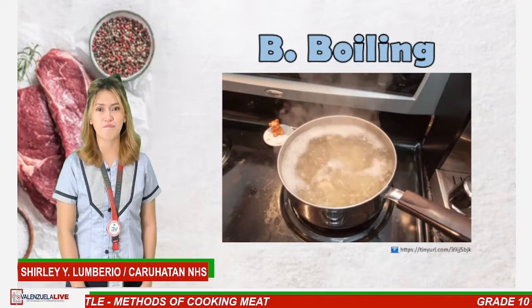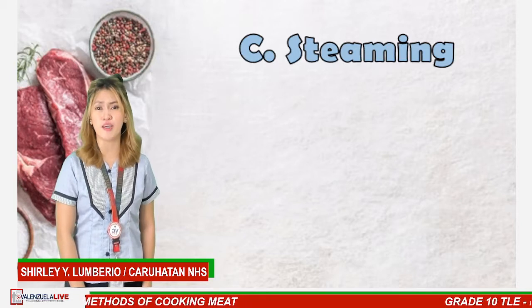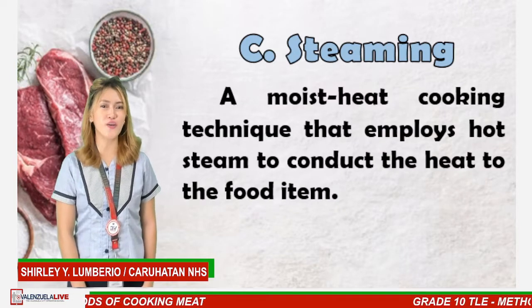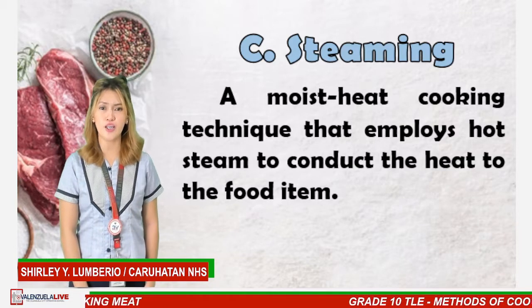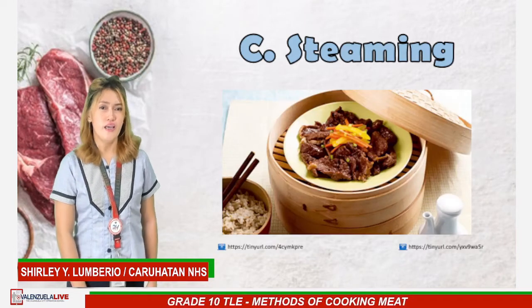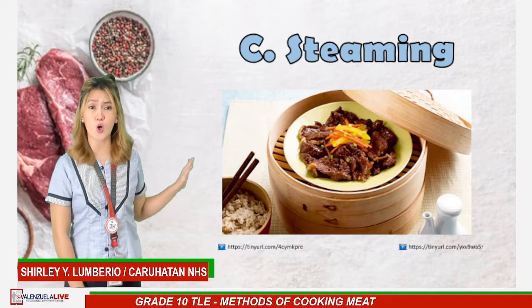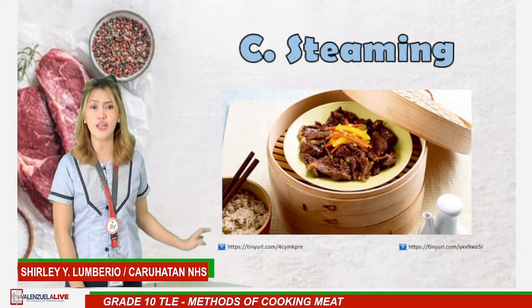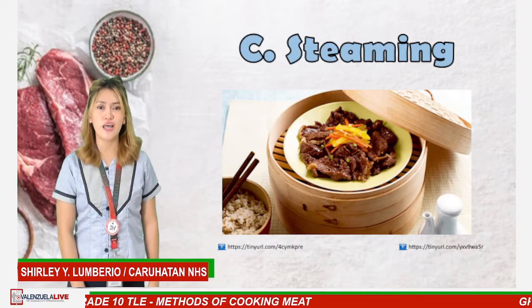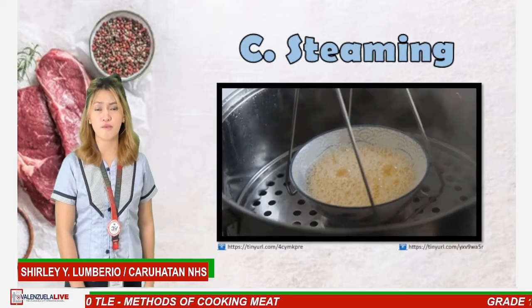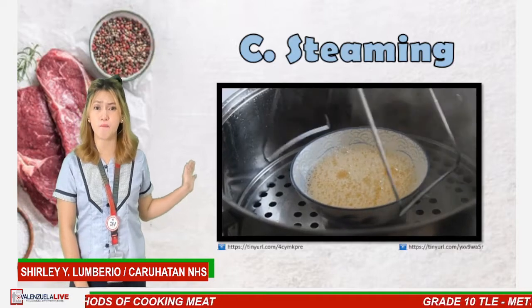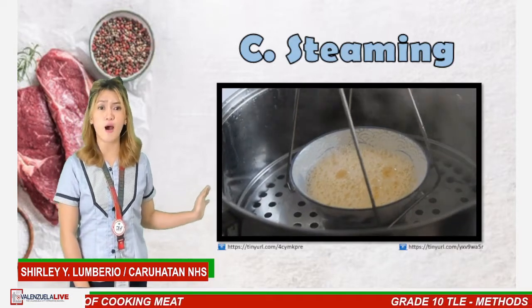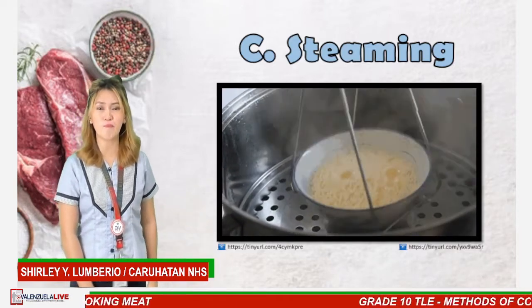Next is steaming, a moist heat cooking technique that employs hot steam to conduct the heat to the food item. Steaming can be done on a stovetop with a pot containing a small amount of liquid that is brought to a simmer. The item to be cooked is then placed in a basket suspended above the liquid and the pot covered.